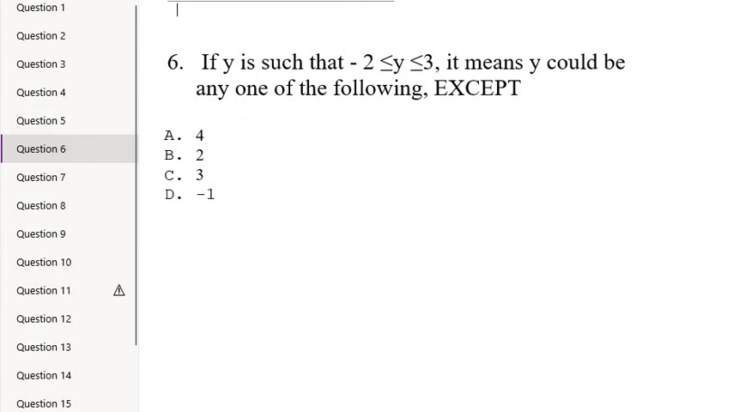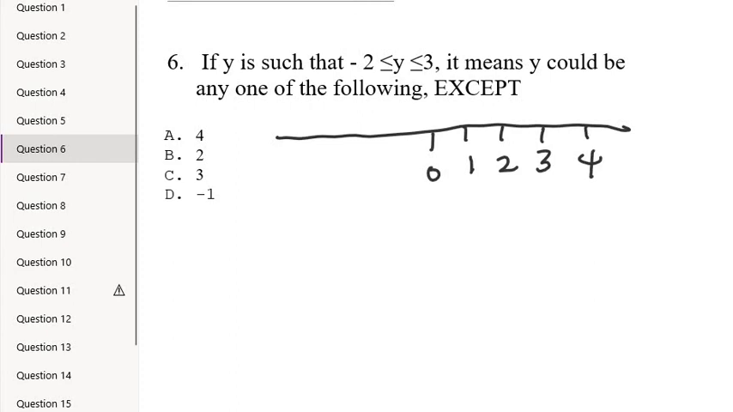Question 6. If y is such that minus 2 is less than or equal to y, which is less than or equal to 3, it means y could be any of the following except. Now let me draw a number line to illustrate this. Let the midpoint be 0. To the right hand side we have 1, 2, 3, 4. To the left we have minus 1, minus 2, minus 3, then minus 4.